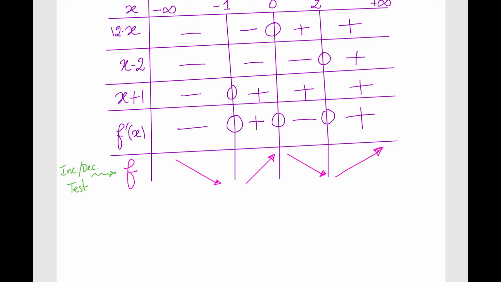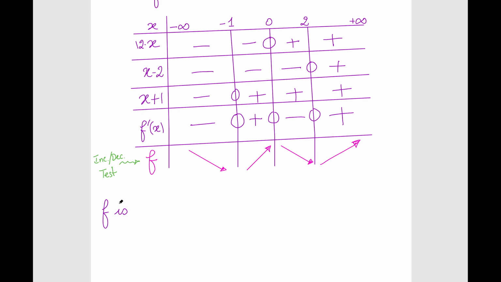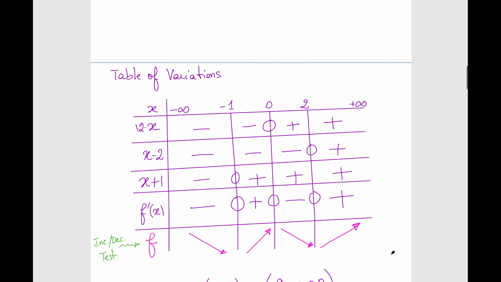So if you want to record that, let me zoom out a little bit. So f is increasing on -1 to 0, union 2 to plus infinity, right? And f is decreasing on minus infinity to -1, union 0 to 2, right? Okay. Let's continue the theory.